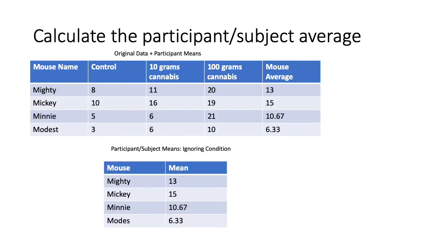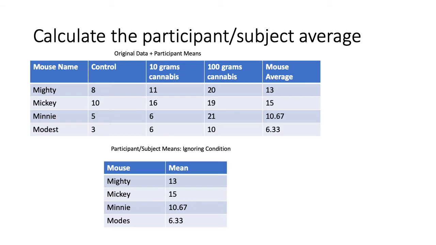So how am I going to do this? It's going to be very similar to how I calculated sum squares between. So if you look here, I have Mighty. I want to know Mighty's average sleeping, so I average Mighty's 3 scores together to get Mighty's average sleeping time. I do the same thing for Mickey, Minnie, and Modest. And then I treat those means as if they were their own data set. And so I'm going to calculate the sum of squares of those means from the mean of those means.